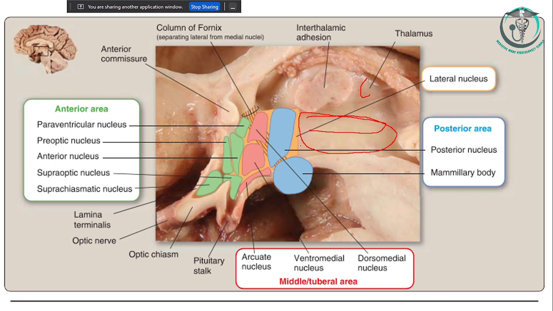Now, in this diagram, you can see that this hypothalamus has different nuclei, should I say. Now, my question is, by definition, what is a nuclei in nerve physiology or in the nervous system in anatomy? How do we define a nuclei?